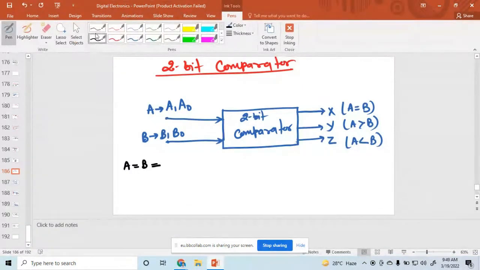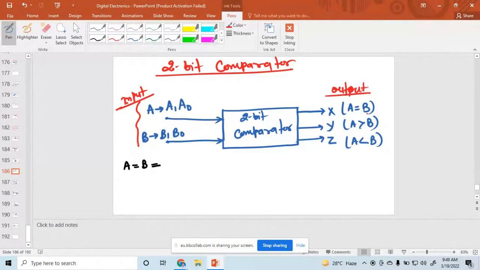A0 and A1, and B is B0 and B1. So this one is the input section, this one is the input part, and the output is here. So output is 3, input is 2.